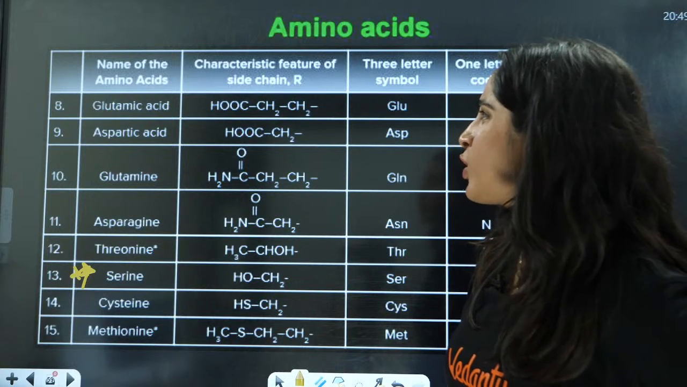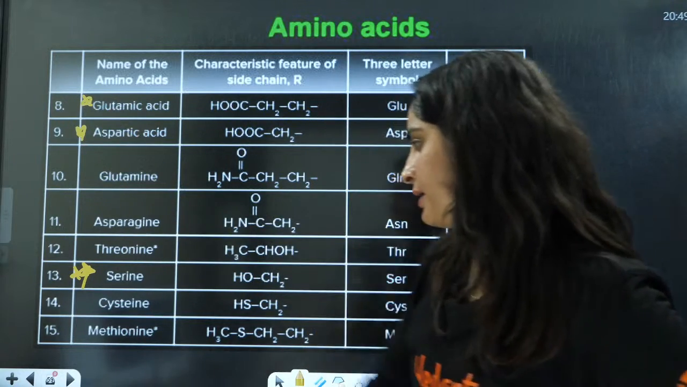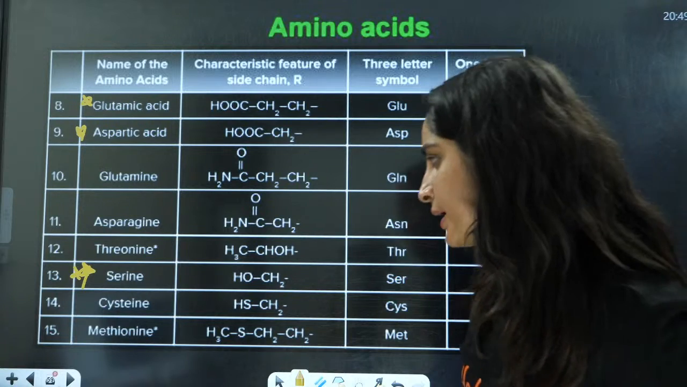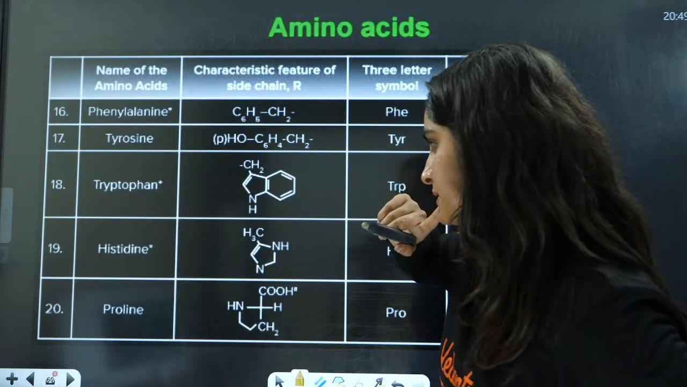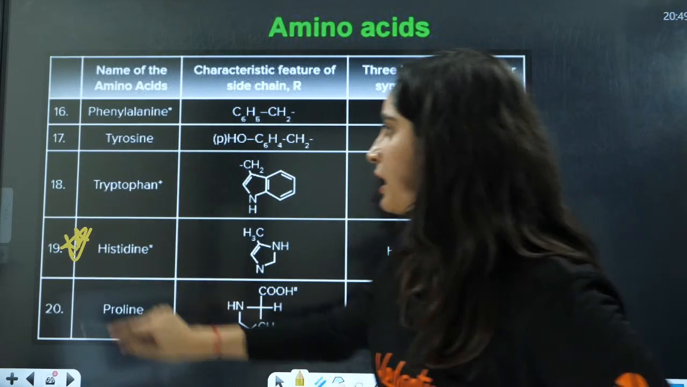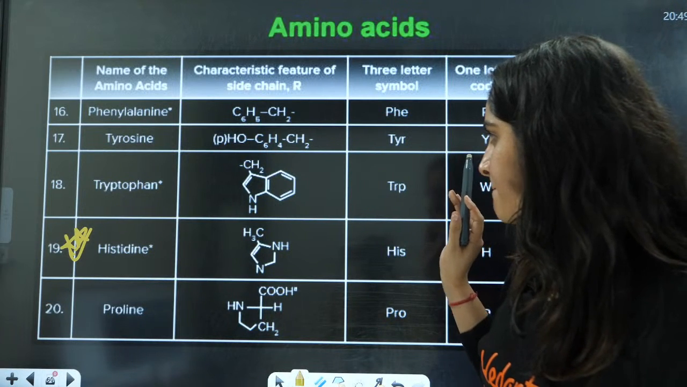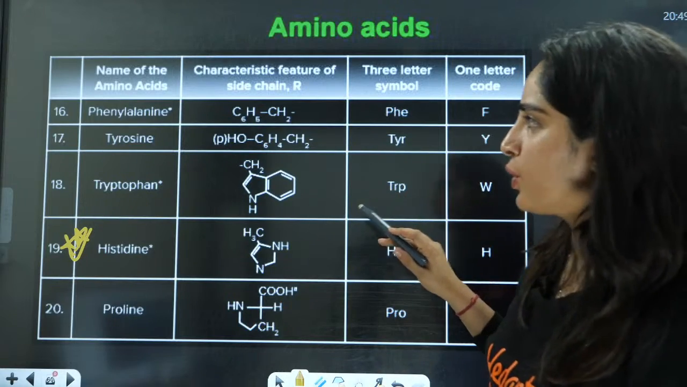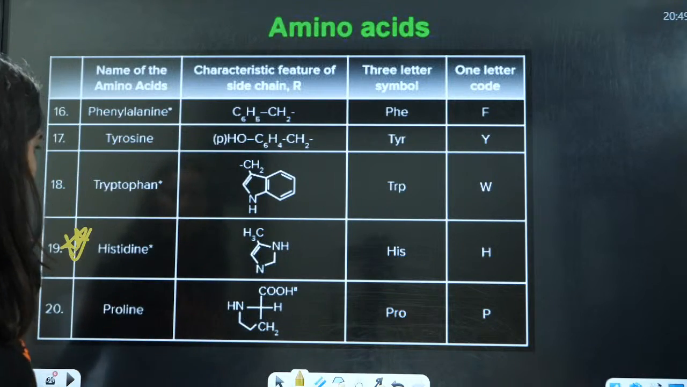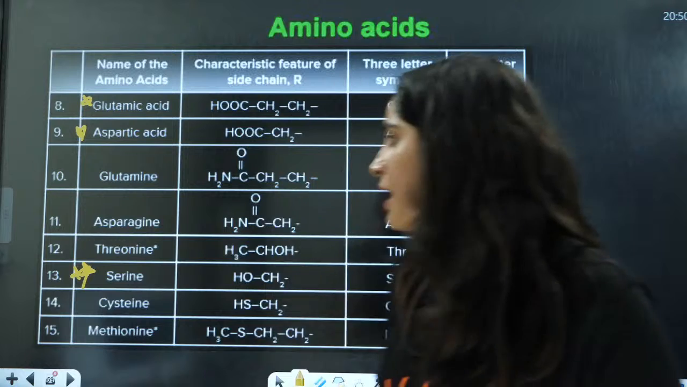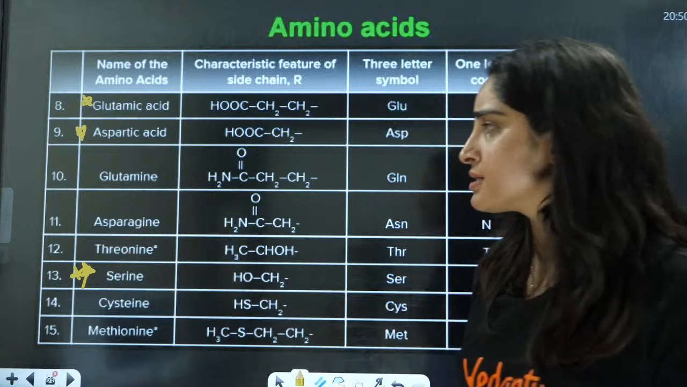Then aspartic acid and glutamic acid are also important, right? Then you have histidine, very important. Okay, then you have phenylalanine, you can easily remember that. Now these are very important amino acids for you, right? They can ask you whether it's acidic or basic. They will ask you, for example, what is the structure? For example, this is serine.